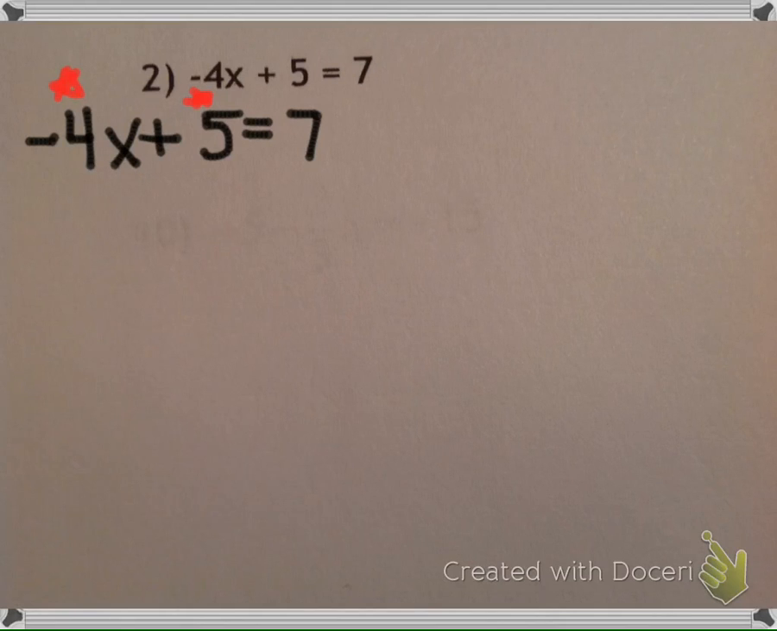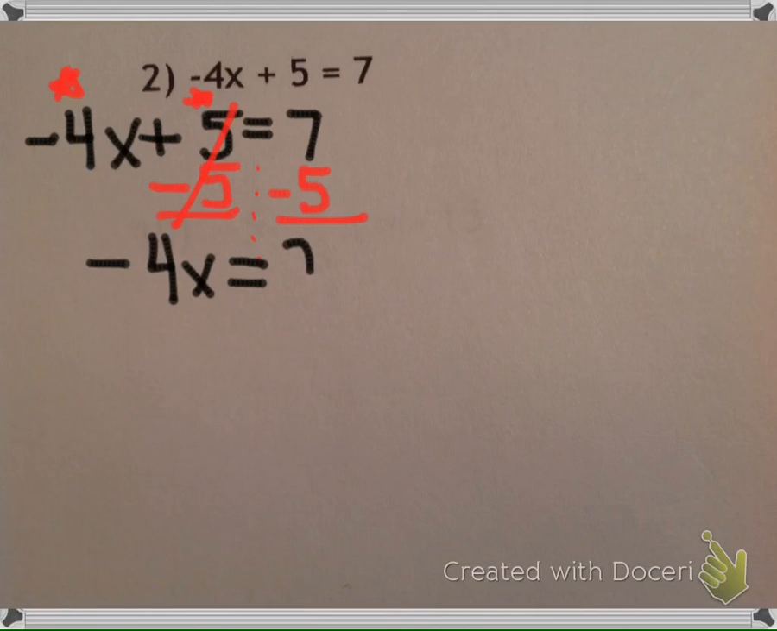So the first number you're going to get rid of is the 5. It's an add 5. The inverse of addition is subtraction, so you're going to subtract 5. Whatever you do to one side of the equation, you have to do to the other. Positive 5 minus 5 cancels out. You're left with a negative 4x on the left-hand side of the equation. Bring down your equal sign, and 7 minus 5 is 2.